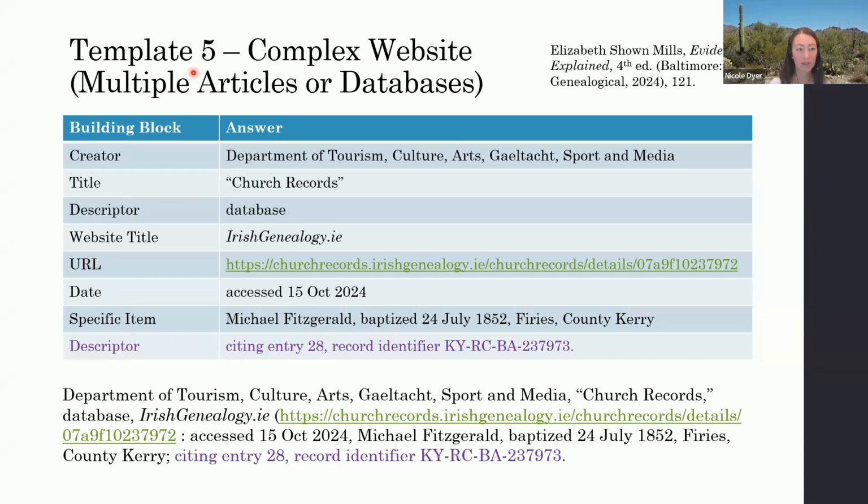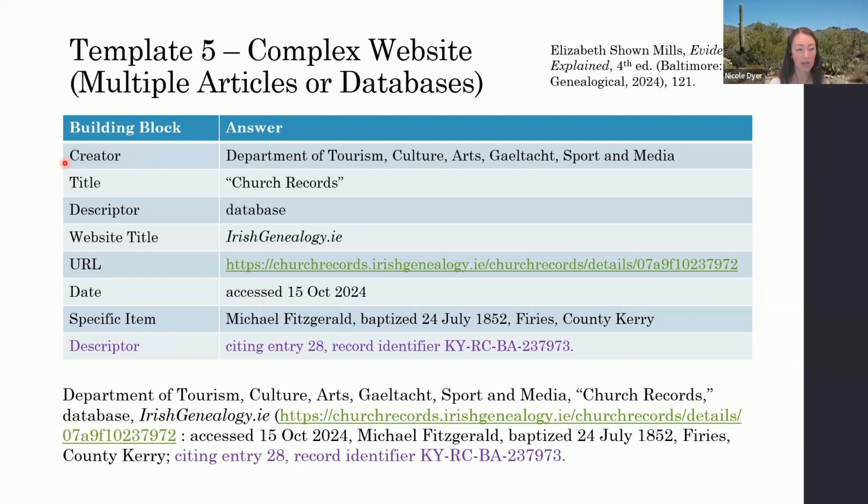So within Elizabeth Shown Mills' book, for template 5, she has a table like this, and it has the building blocks for the citation that answer the who, the what, the when, the where is, and the where in. And these are the names of the building blocks that she uses. And so we're going to go through each of these.